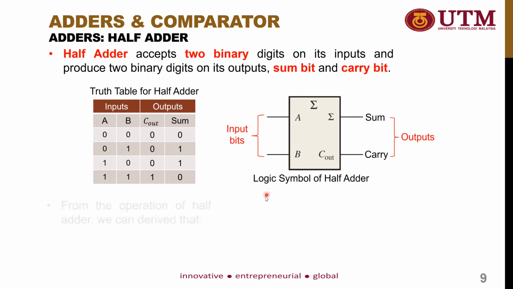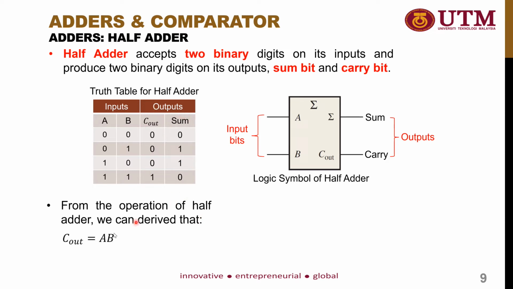Okay, from the operation of the half adder that I have shown you previously, we can derive the equations of Cout and the sum. To get the equation of the carry out, we can simply use the SOP expression, observing where the output is 1 and looking at the inputs. When the output is equal to 1, A is equal to 1 and B is equal to 1, it means that Cout equals A multiplied by B.